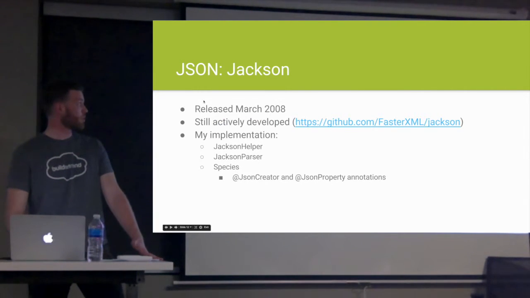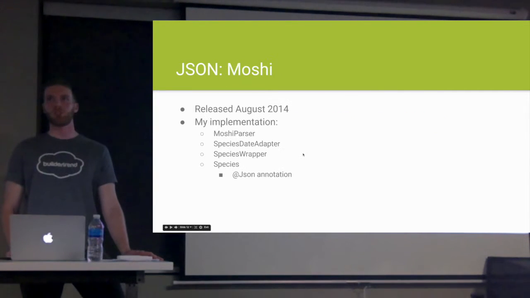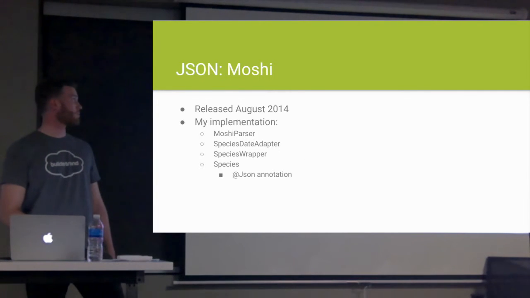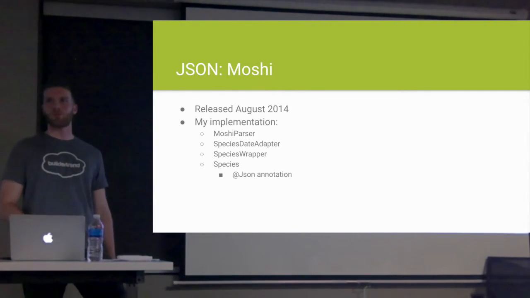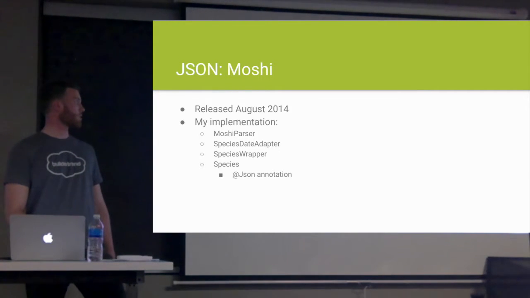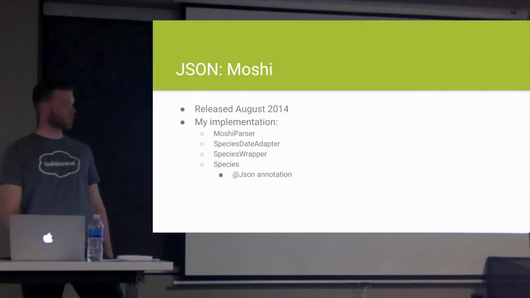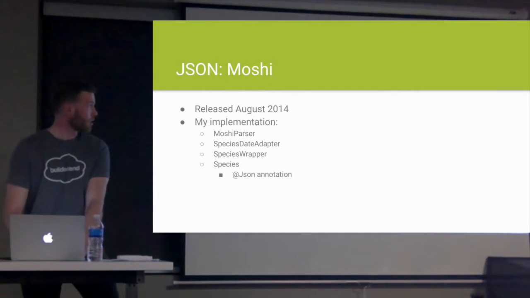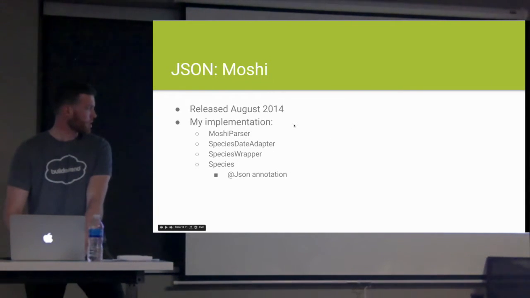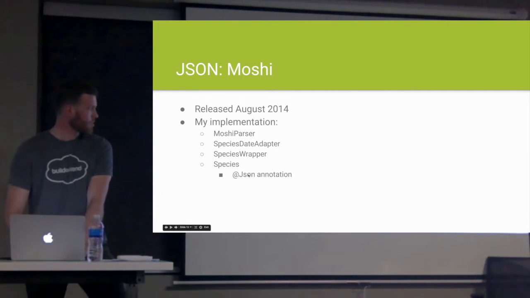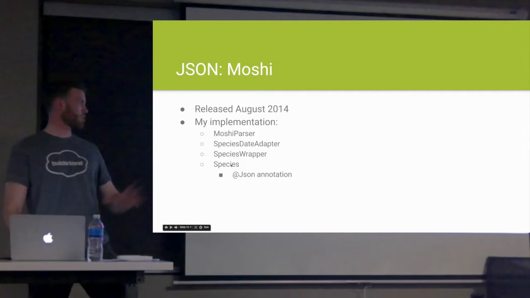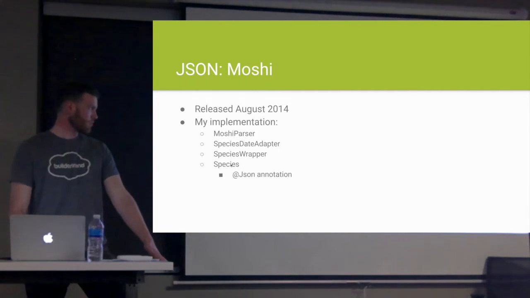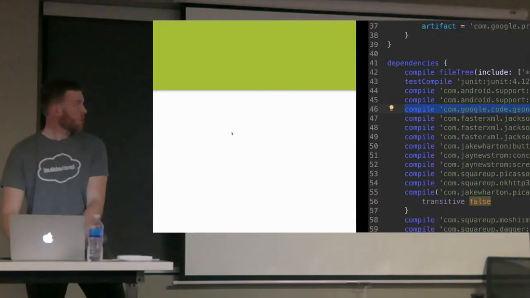Next, I'll talk a little bit about Moshi, which was also a new one to me. Has anybody used Moshi in your work? Okay. So Moshi is developed by Square, or I don't know if it's a personal project or not, but anyway, this one is relatively new compared to the others, just a couple of years old. My implementation was also using an @Json annotation on a couple of fields where the variable name is different than the JSON key. I'll show you the Moshi parser.